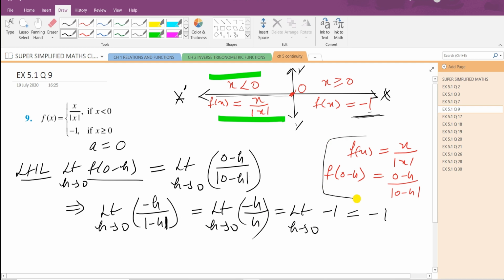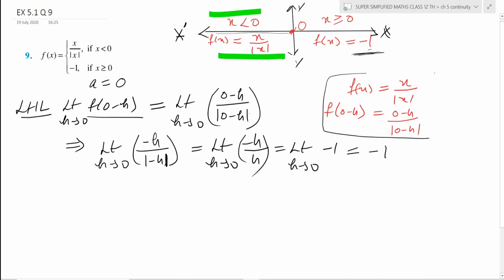Now similarly we try to calculate the right hand limit, and for the right hand limit the formula is limit h tends to 0 of f(0 plus h).